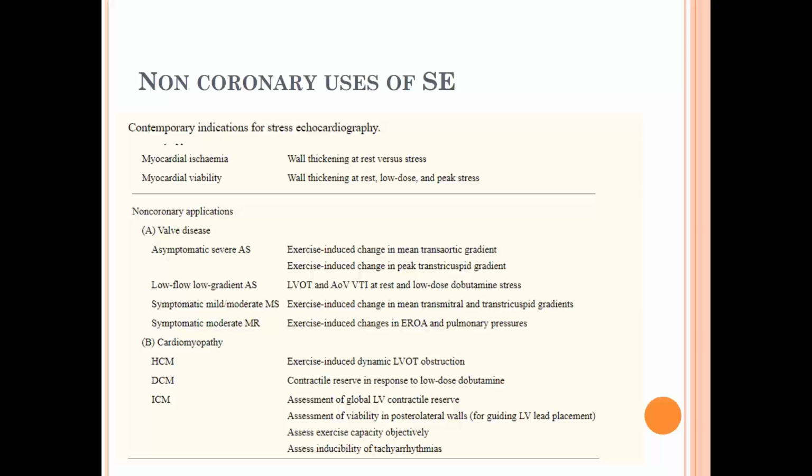For instance, the non-coronary applications might include those with valvular heart disease. In the case of asymptomatic severe aortic stenosis, when you do an exercise, this exercise might induce changes: the mean transaortic gradient might increase significantly, and also the pulmonary artery pressure might increase significantly. This means that the patient is having a severe aortic stenosis and he needs intervention.